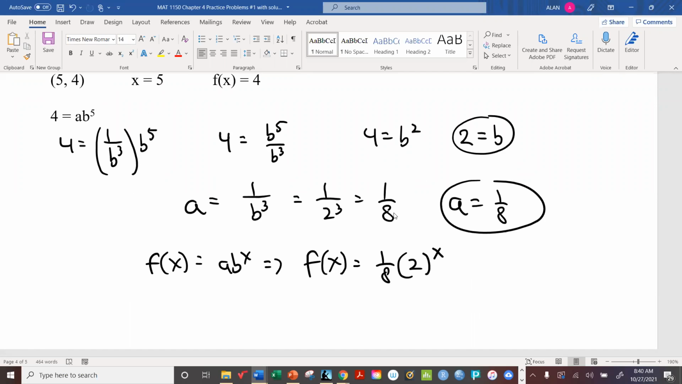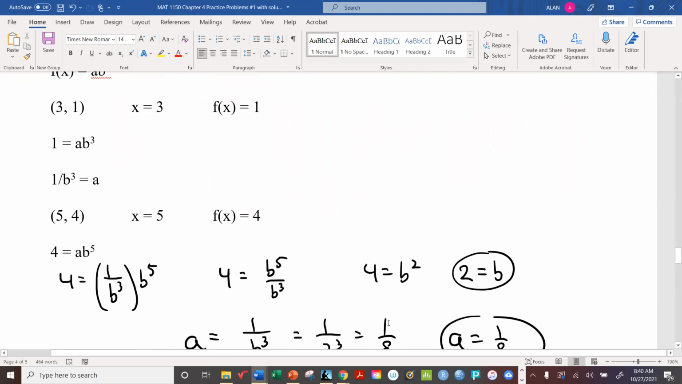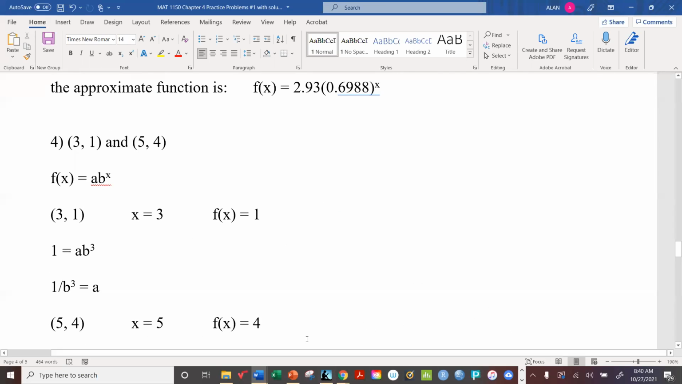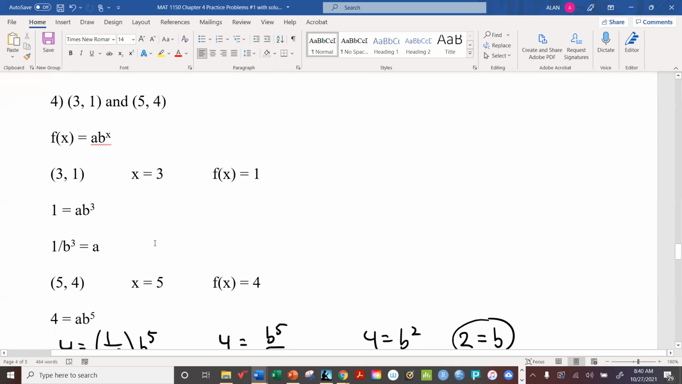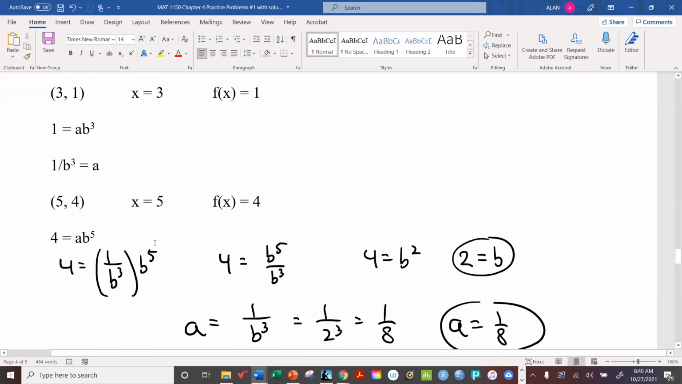Oh, wait a minute. Uh-oh, let's double check that one. I want to make sure nothing went wrong. Hold on a second. X equals 3. F of x is 1. 1 equals ab to the 3rd, right? 1 over b cubed is a. Down here, 4 equals ab to the 5th. No, that looks pretty good.